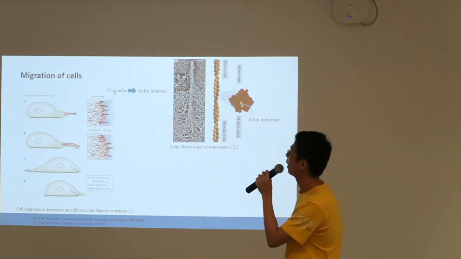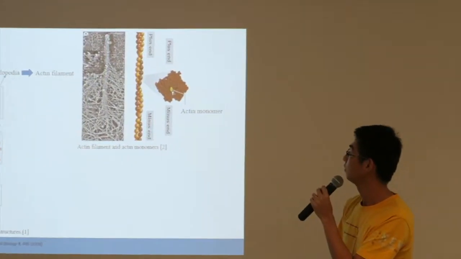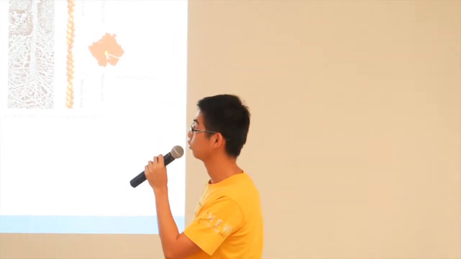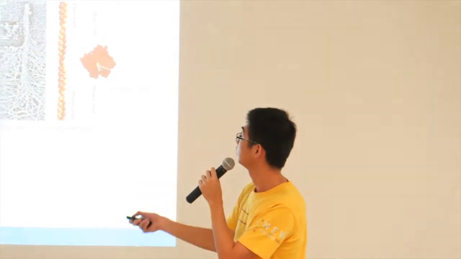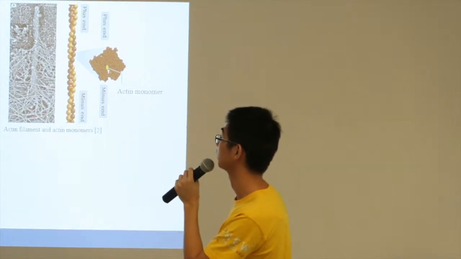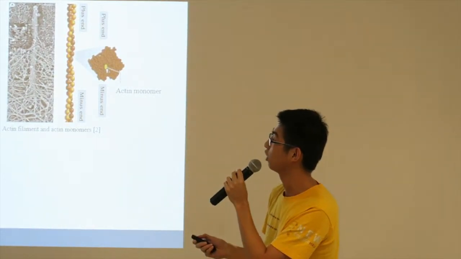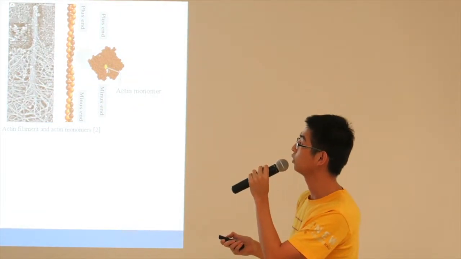So I will start my introduction on the migration of cells. The migration of cells is very important, and it's also a very simple process. So this picture clearly shows the process of the migration of cells. So this is the first step here. The first step for a cell to migrate is to get a protrusion part this way.